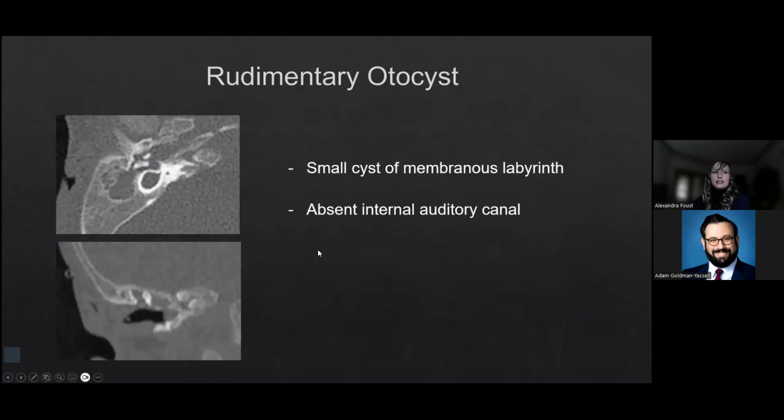Next on the list of milder severity, if you will, is going to be a rudimentary otocyst. So again, this is going to be an earlier hit problem in fetal life where you have developed a little bit of the otic placode that will stay as this remnant cystic structure, but you don't really have any other components of normal inner ear structure. And you also don't have a normal or any internal auditory canal. So on CT, this is just going to look like a little cystic structure. You'll see that there's no cochlea where you would expect it to be, and no internal auditory canal.